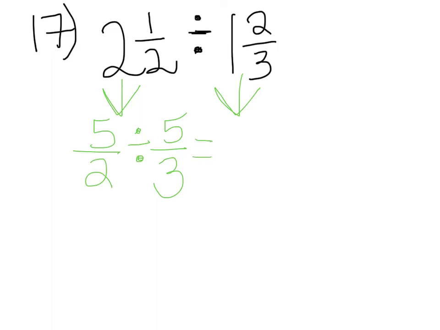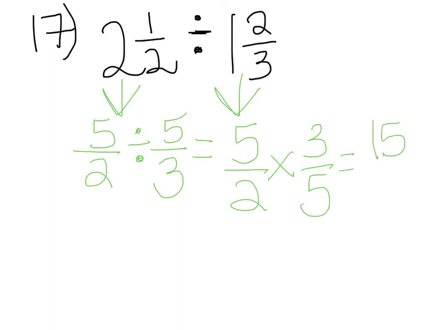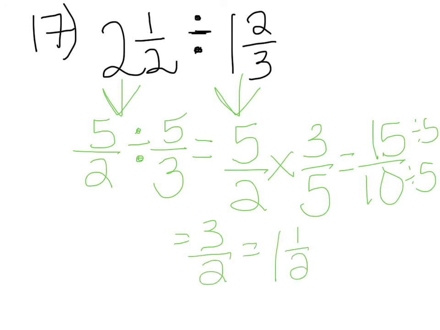Now, we're going to flip the second fraction, so we have 5/2 times 3/5. Okay, I got this 3/5 just by flipping the 5/3. Now I'm going to multiply. I get 15/10. I can simplify this by dividing both of these by 5. And I get 3/2. Change it to a mixed number, you get 1 1/2.